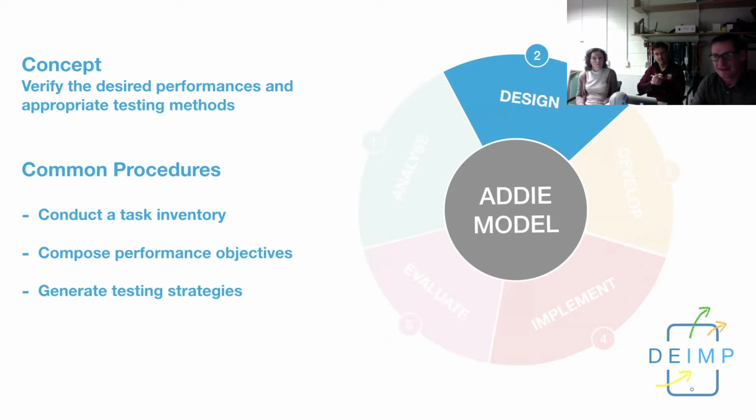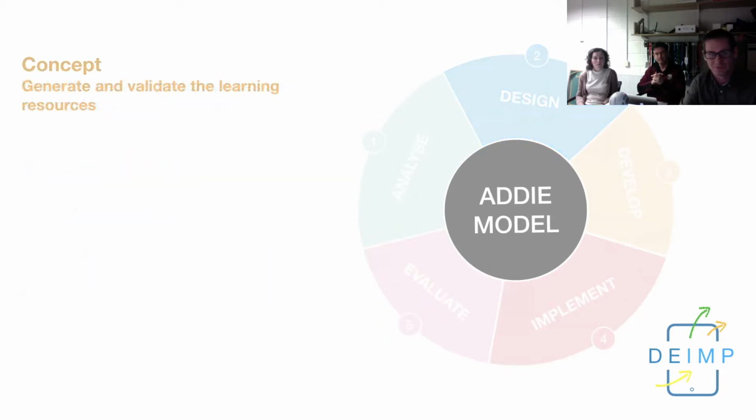Okay. The third stage is to develop. So what we're doing here is we're going to generate and validate the learning resource. This is where we're really involved in content creation. So for a lot of you teachers who have an interest in using a digital or a mobile device or creating content, this would be where we get our hands dirty, I suppose.